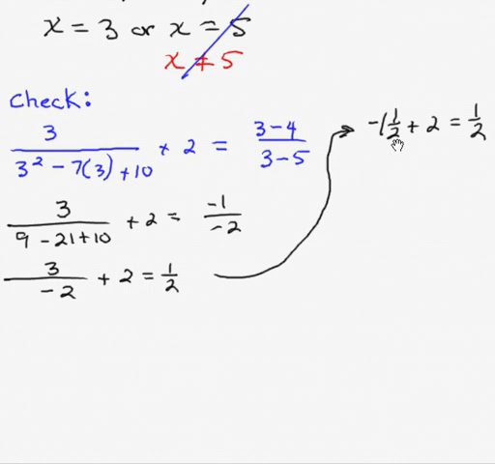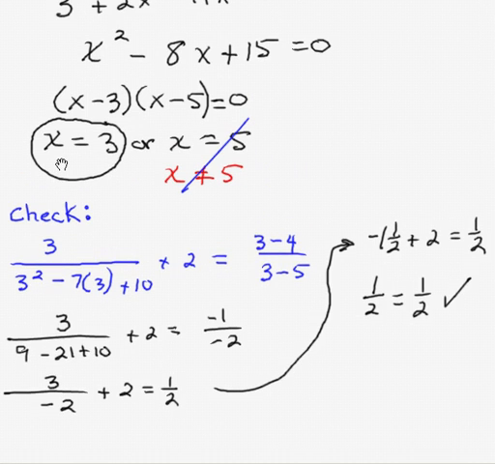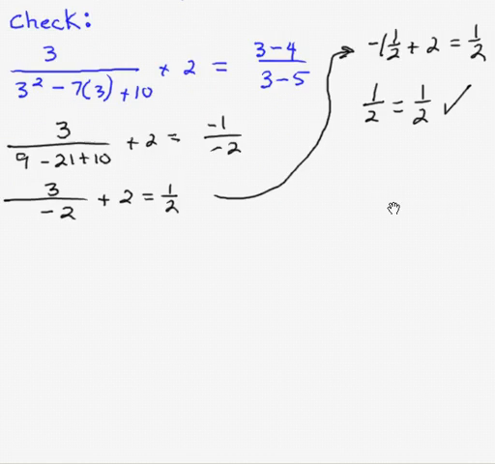Continuing, that's negative 1.5 plus 2 should equal positive 1/2. 1/2 does equal 1/2. So x equals 3 is my answer. It does check out. So I check my answers against my restrictions. I check my answer in my problem. And it does work.